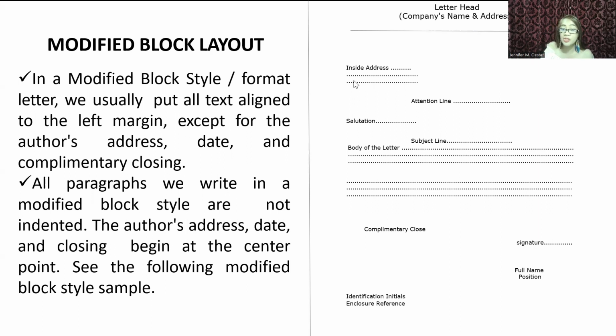There's a sample date, inside address, attention line, salutation, subject line, body of the letter, complementary close, signature, name, as well as the position. And we have the identification initials or enclosure reference. Those are examples of the modified block layout. When you say modified, there are some changes. Unlike the block style, there's no indentation at all. But here, the texts are aligned to the left margin, except for the address, date, and complementary closing.